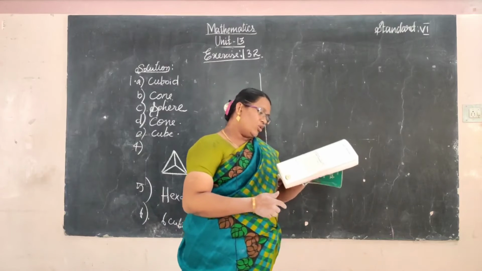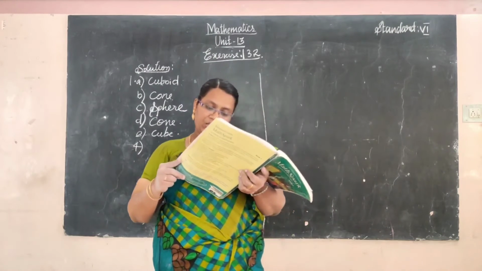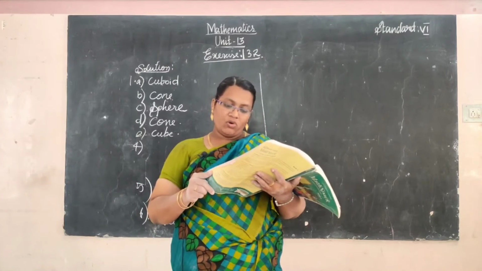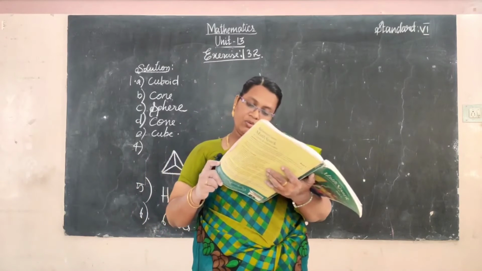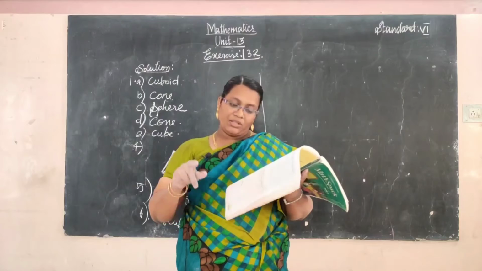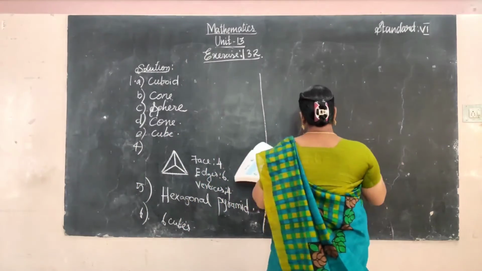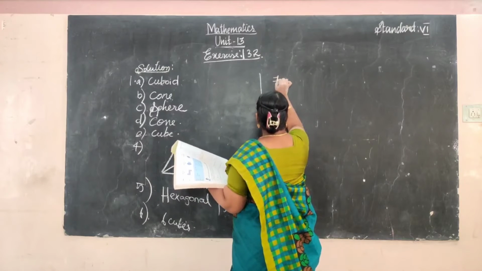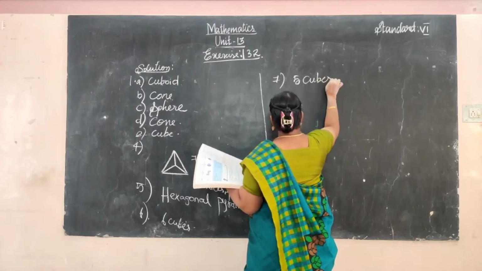How many more small cubes are needed to complete the bigger cube? So how many spaces are there? In the top side 4 spaces, and down floor of the cube having the 1 space. Totally we need 5 cubes to complete the bigger cube. So 7th one is 5 cubes.